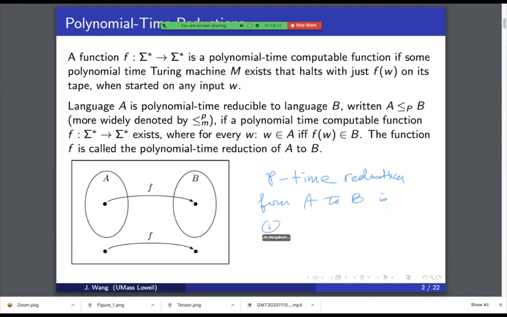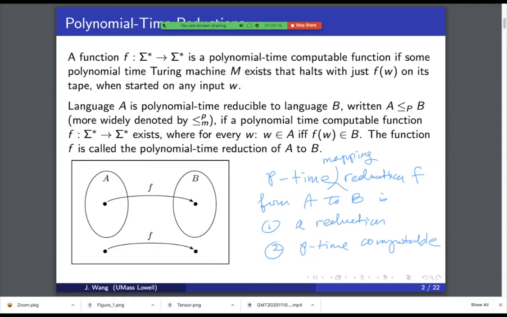is, first of all, a reduction. And second, a polynomial time computable reduction. P time computable. So then we want to say this is reduction f, and then we add many-to-one or mapping reduction.